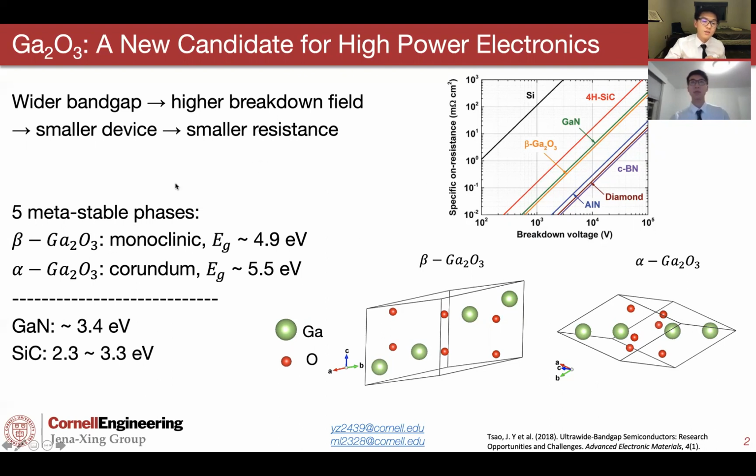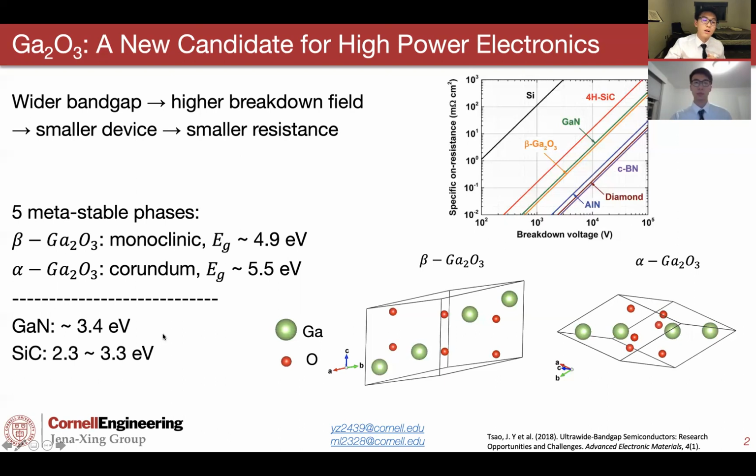Gallium oxide exists in 5 metastable phases. For the interest of power electronics, we're interested in 2 of them. The first one, beta gallium oxide, is the most stable phase. It has a monoclinic geometry, and the bandgap is around 4.9 eV. The second one, alpha gallium oxide, is metastable and has a corundum structure and a bandgap around 5.5 eV. Their crystal structures are shown on the right here.